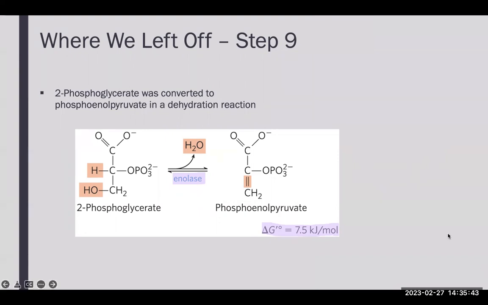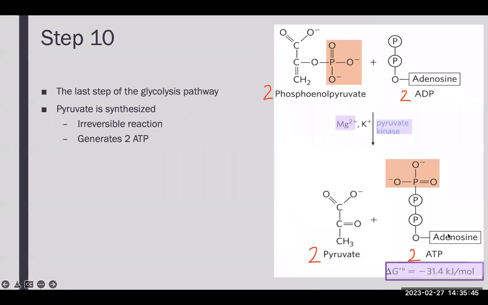So we're finally moving on to the last step of glycolysis. This is where we see the pyruvate molecules actually being generated. And I highlighted here, just to keep in mind, there are actually two molecules of phosphoenolpyruvate, which is why there are two molecules of pyruvate. And because there are two phosphoenolpyruvates, there are also two ADP molecules.